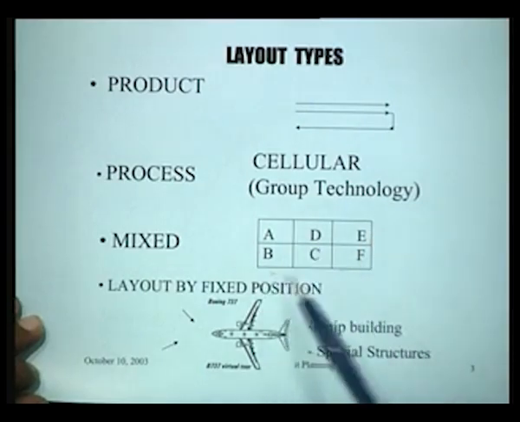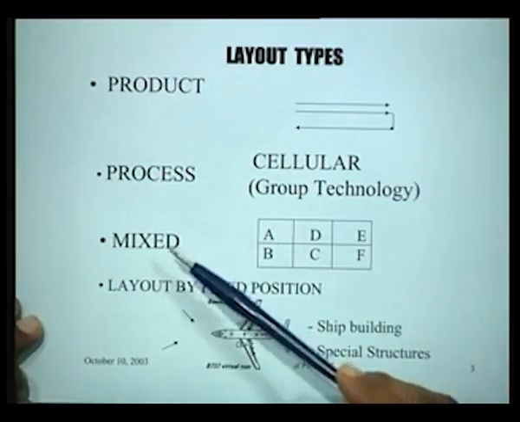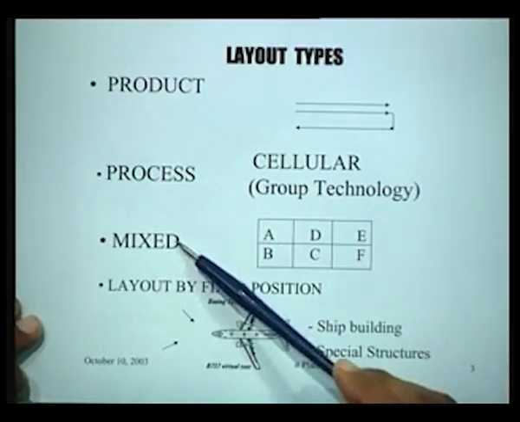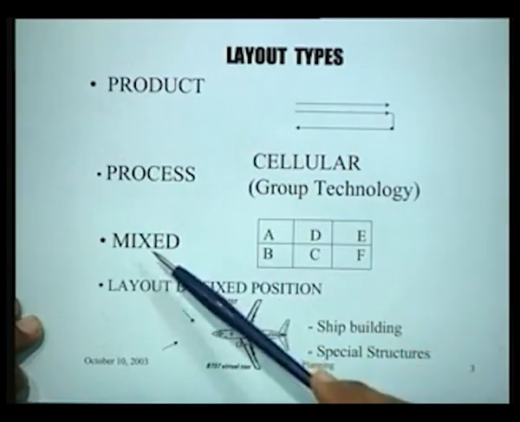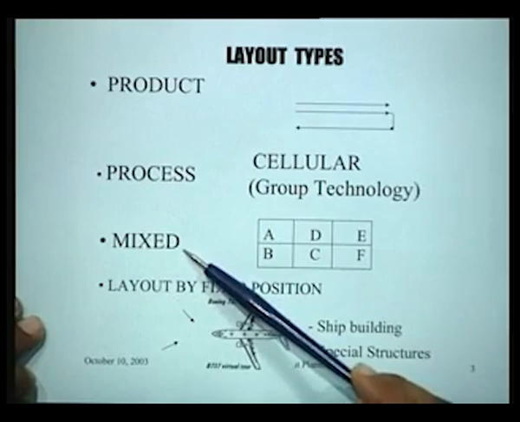Therefore the production times generally tend to be large in such situations. Of course, you could try to have a situation where you have both the product and the process layouts mixed. So it's a mixed layout. A mixed layout is a very common layout in industry.